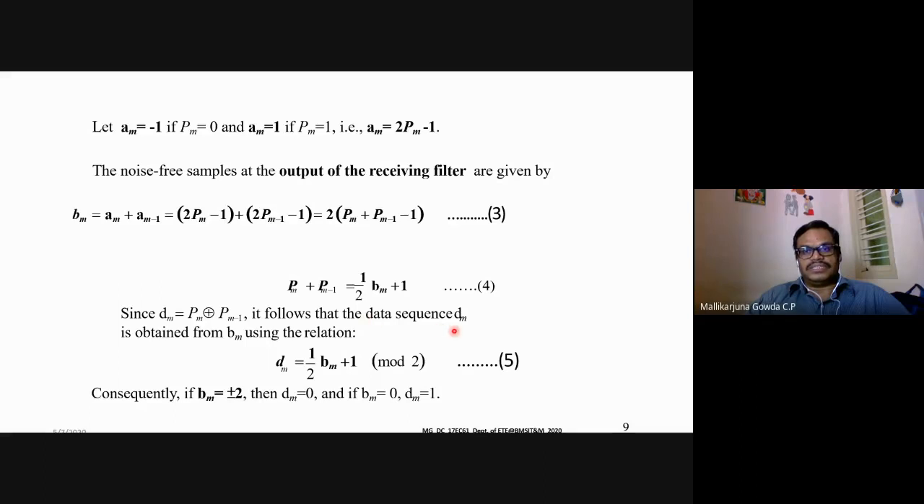So it follows that the data sequence Dm is obtained from the Bm using this relation. What is that relation? So Dm is equal to 1 by 2 Bm plus 1. So this is the mod 2 operation. Okay, so here I will be considering Bm. The value of Bm will be equal to plus or minus 2. Means if I consider the value of Bm as plus or minus 2, then what happens? If it is plus 2, so 2 by 2 is 1, 1 plus 1, means XOR operation, no? 1 XOR with 1 will be 0, I get, right? So then Dm will be equal to 0. And if I consider Bm as 0, then the value of Dm will be equal to 1. Okay, I hope this is clear. These equations.